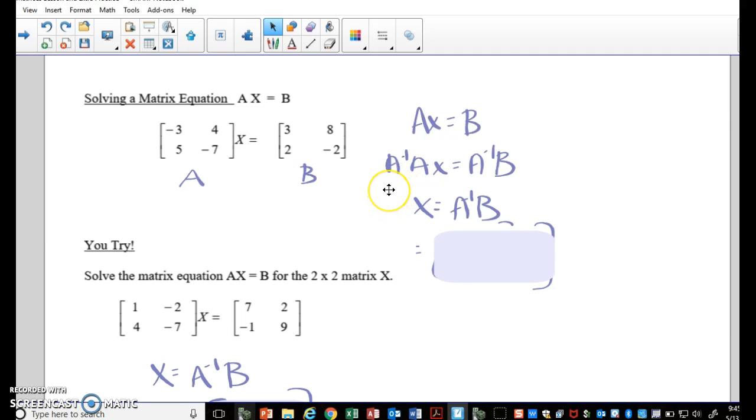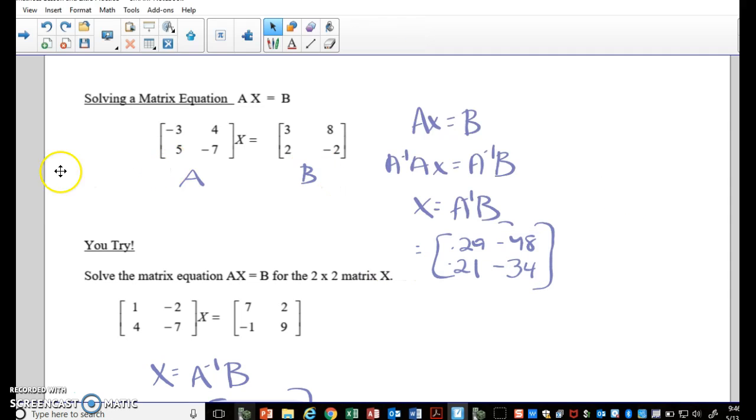So A inverse times AX, we set that equal to A inverse times B, right? So then X, A inverse times A, that's the identity matrix, so it's essentially like multiplying by 1. So X is equal to A inverse times B. So now what I want you to try is to find A inverse here, which you've been practicing. Find A inverse. Plug that into your calculator, plug B into your calculator, and solve. So pause the video here and try that.